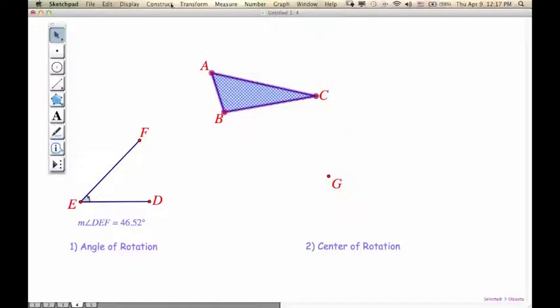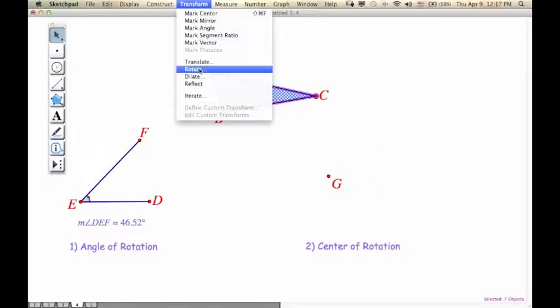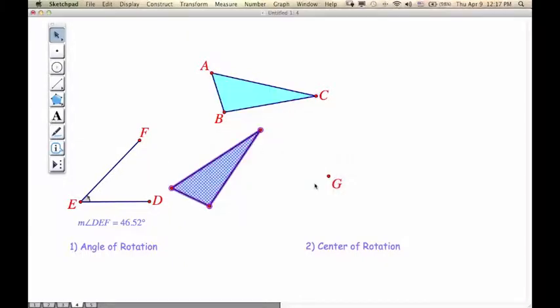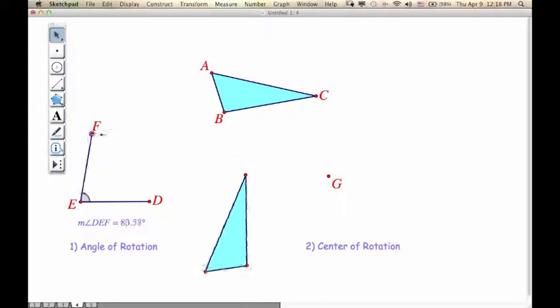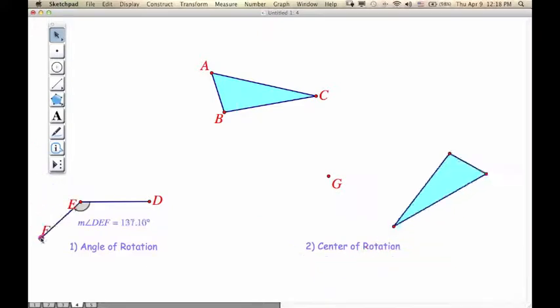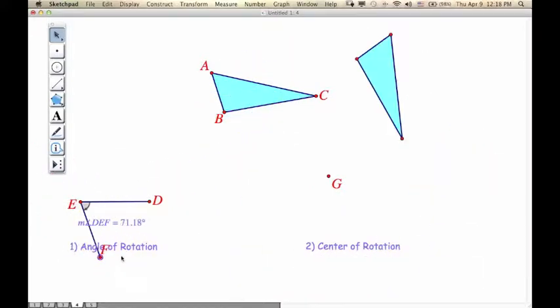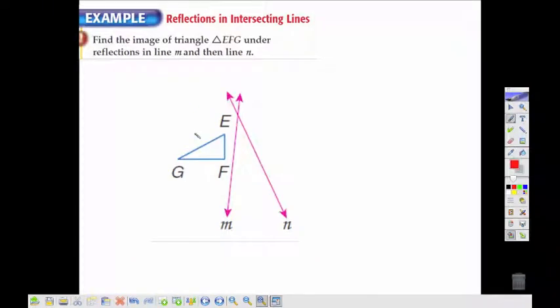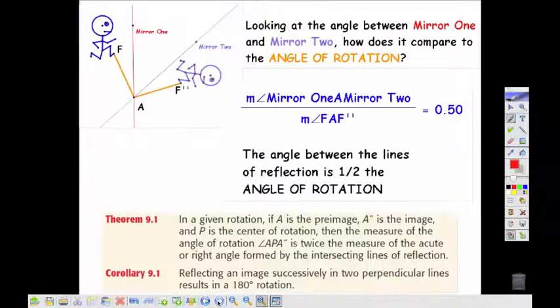Then I highlight all of my figure that I want to rotate. I transform it and choose rotate. I'm already going with my marked angle, which we see as DEF, and it's going around the center G. I see that this is taking me where I want it to go, and there's my new figure there. I can also now change this by changing my angle, and I can see how that will spin around my point G. Now there's another way that we can do this by reflecting over two lines.